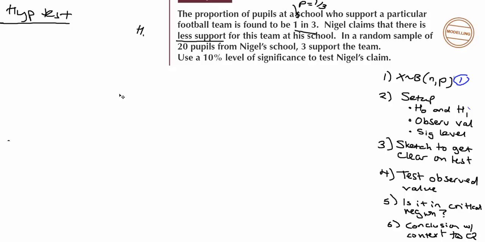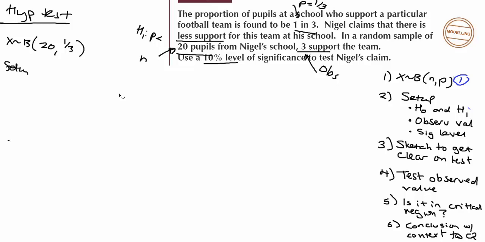So H1 is P less than 1/3, so it's a one-tailed test again, just taking one of the sides. In a random sample of 20 students, that's our N, 3 support the team, that's our observed. And we're using 10%. All right. The binomial trials are 20, and the probability we're testing is 1/3.